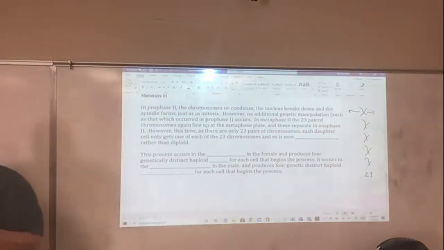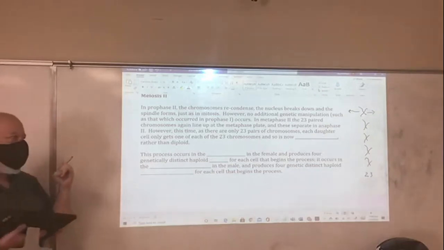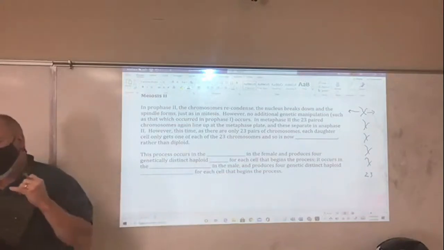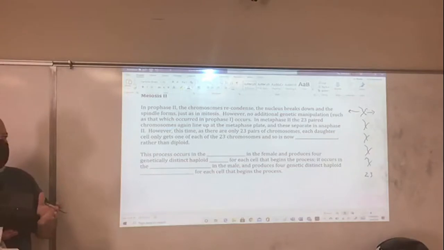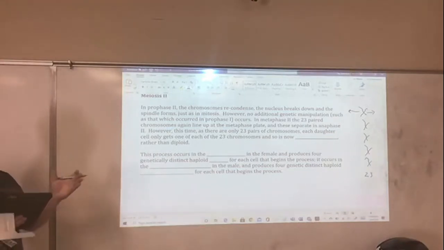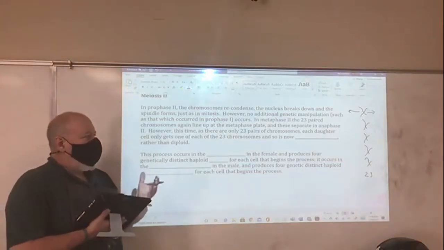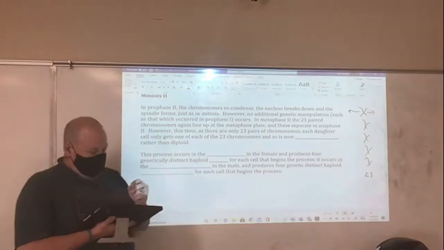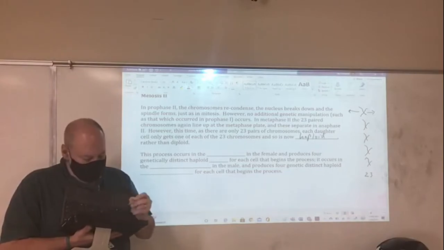So again, it all comes down to what are the goals of meiosis? I need to shuffle the genetic material. That happens in prophase 1. I need to reduce my chromosome number to haploid. That happens in the second meiotic division, right? I get that separation of the final sets of chromosomes, and now each daughter cell just has one set of 23 chromosomes and is now haploid rather than diploid.